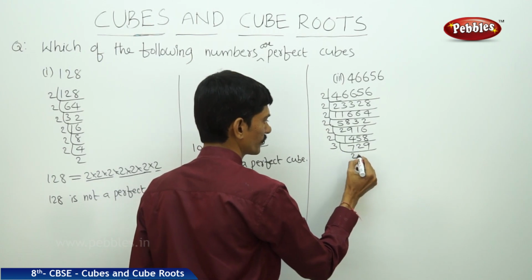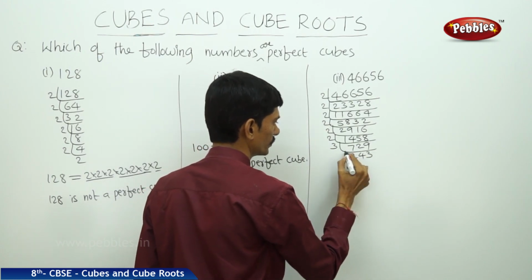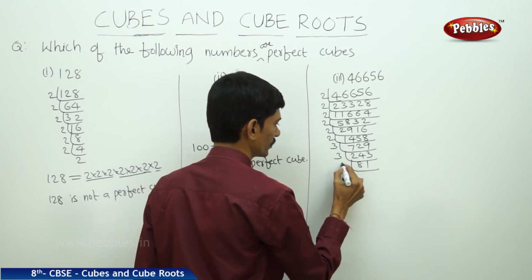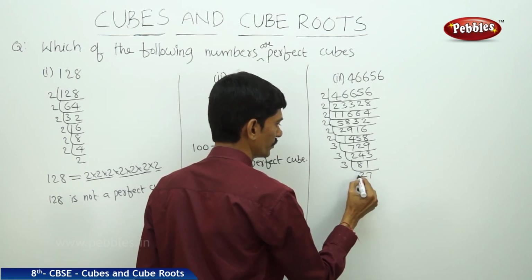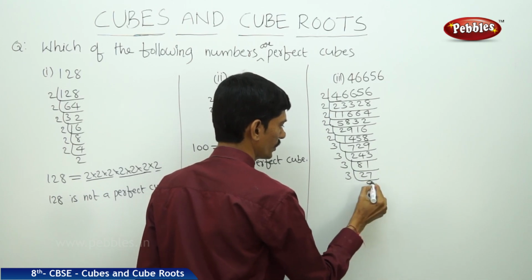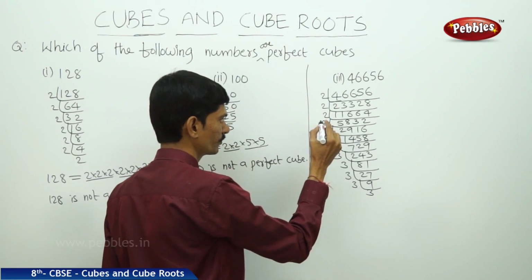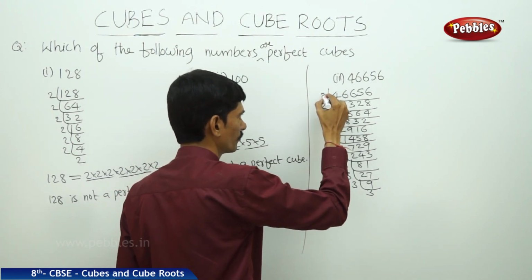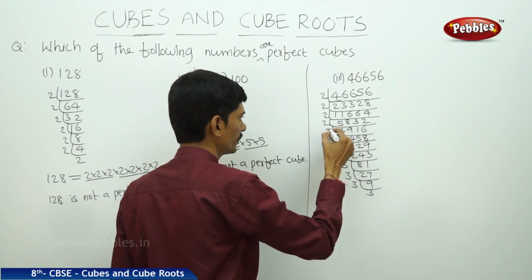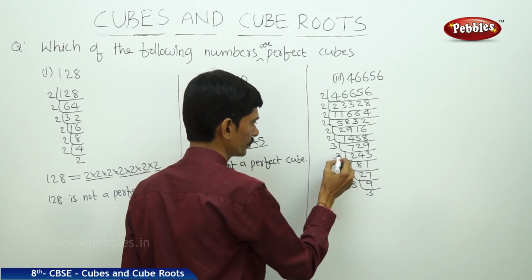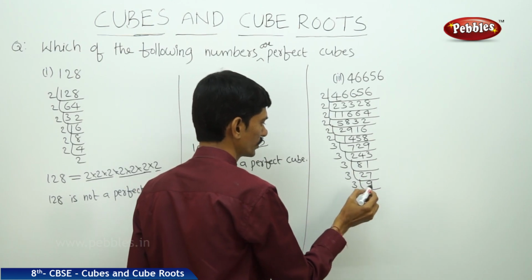3 2's are 6, 3 4's are 12, 3 3's are 9. Now 3 8's are 24, 3 27's are 81, 3 9's are 27, 3 3's are 9. So here the first prime factor 2 appears 1, 2, 3, 4, 5, 6 times, and the second prime factor 3 appears 1, 2, 3, 4, 5, 6 times.